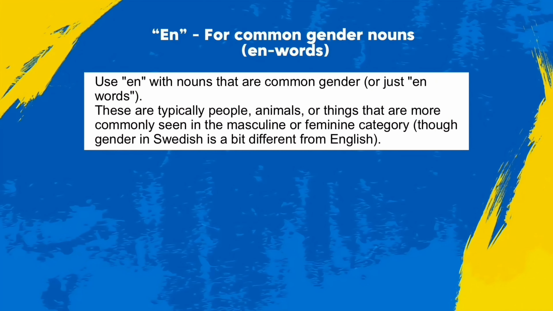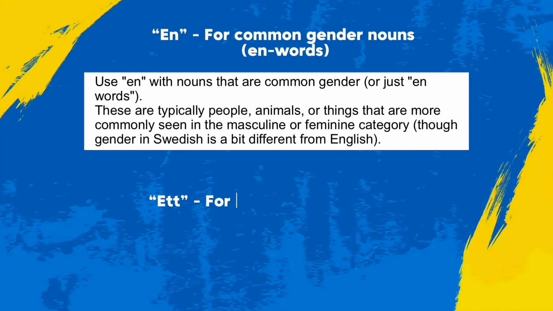En, for common gender nouns, N words. Use en with nouns that are common gender, or just N words. These are typically people, animals, or things that are more commonly seen in the masculine or feminine category, though gender in Swedish is a little bit different from English.